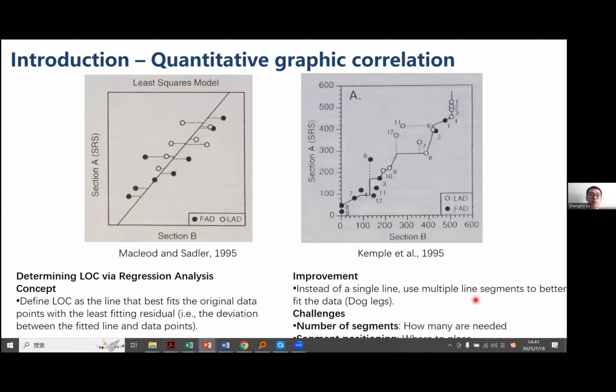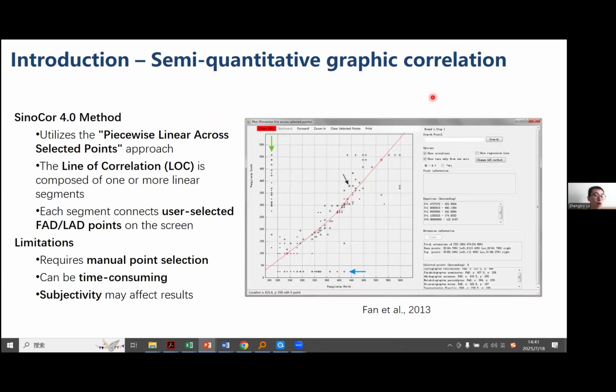To improve this, some researchers try to use multiple line segments to better fit the line of correlation, as shown in the right figure. However, there are also some challenges, like how many segments we need and where to place those segments. Fan et al. also designed a method to solve this problem named Sinocore, where this program allows the user to select the first or last appearance points they believe on the screen, and then the program will generate the segments and the LOC based on those user-selected points.